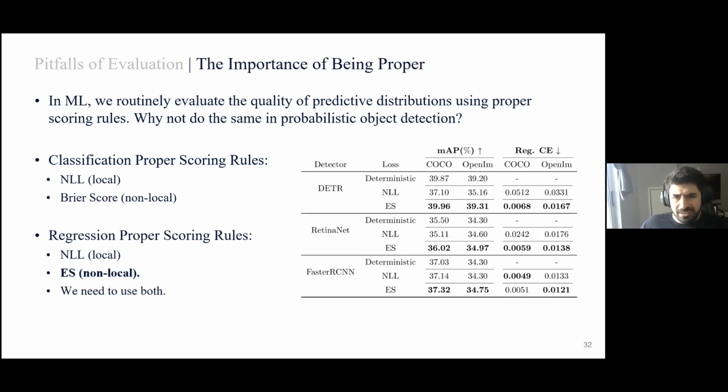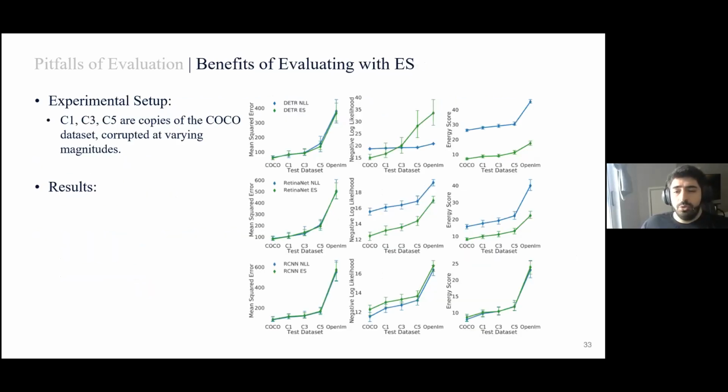I will not be describing this right now, but I will be explaining why we need both energy score and negative log likelihood, or local and non-local proper scoring rules, for evaluation. To do so, we use the same 6 networks presented above: DETR trained with negative log likelihood, DETR trained with the energy score, RetinaNet with negative log likelihood, and so on. And we evaluate their performance using the mean squared error, the negative log likelihood, and the energy score, because these are proper scoring rules and they can be used for training or for evaluation.